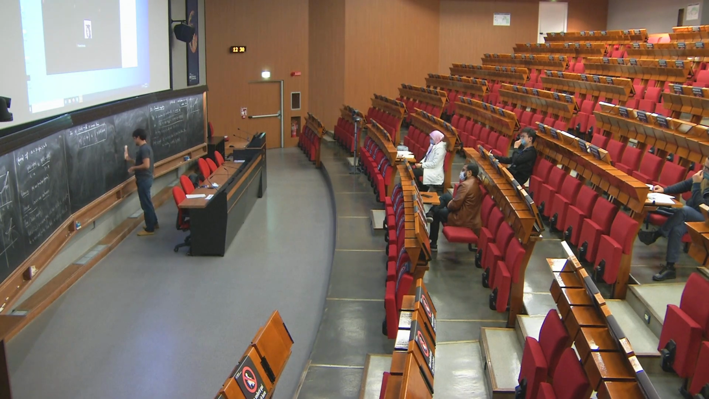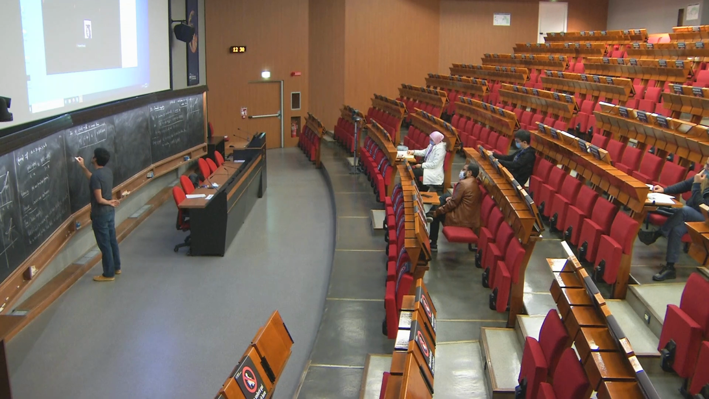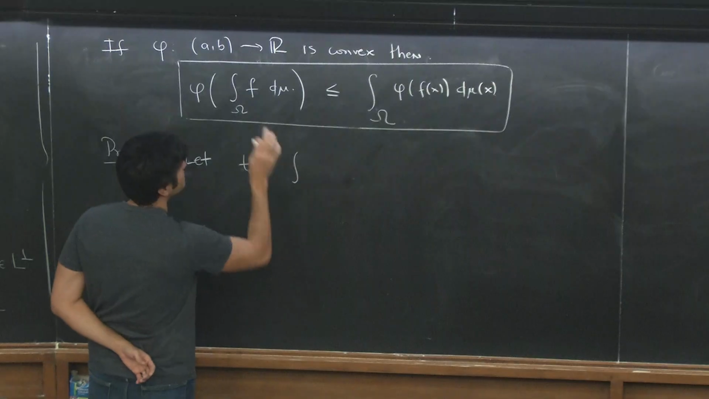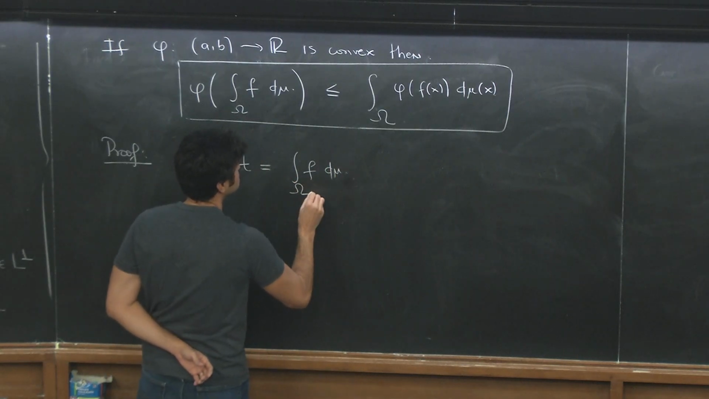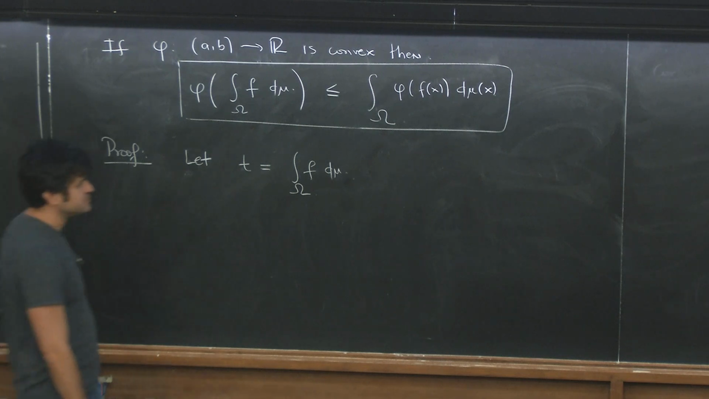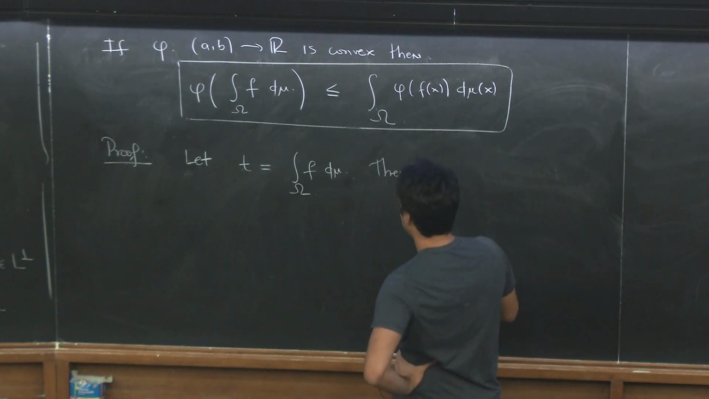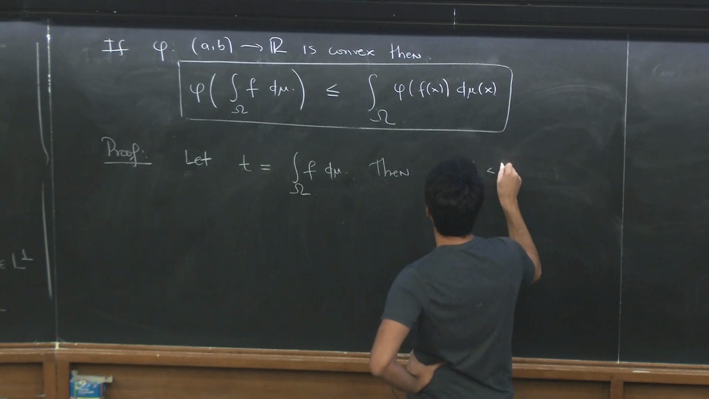Let's try to prove it. Proof. So the first thing to notice is that, let's call t this number, the integral of f d mu over Omega. So if f is always between a and b, with strict inequalities, when you integrate f over this probability space, you get that this t is between a and b.